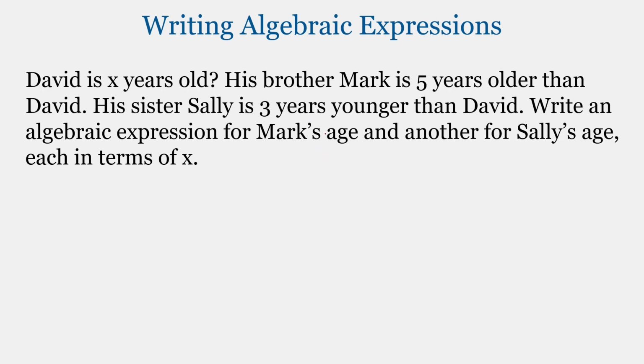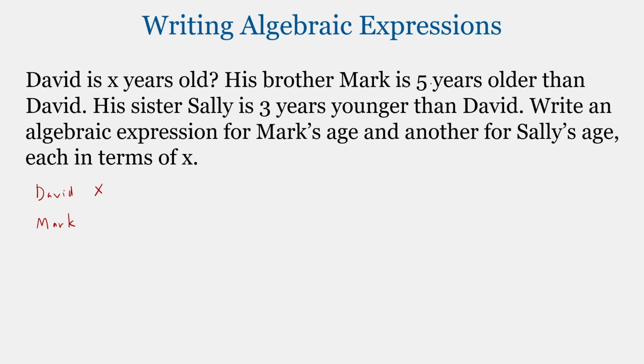In this third problem, David is X years old. His brother Mark is 5 years older than David, and his sister Sally is 3 years younger than David. Write an algebraic expression for Mark's age and another for Sally's age, and we're going to write each of these in terms of X. So David is X, and we're going to write Mark and Sally's age in terms of David's age, and David's age again is X.